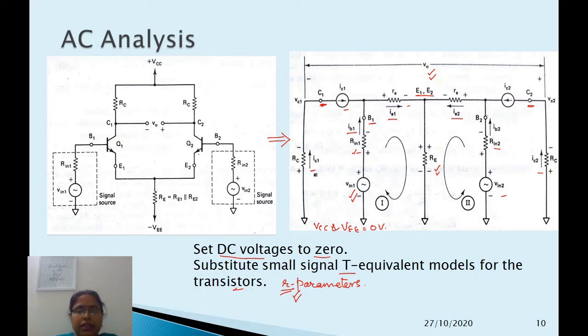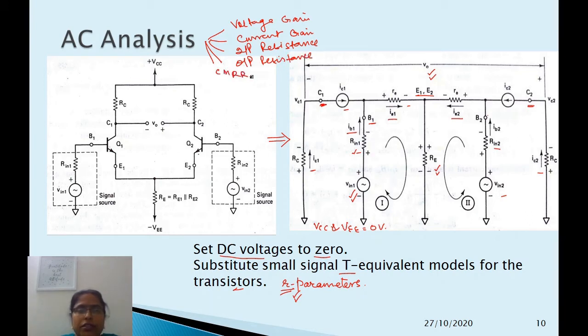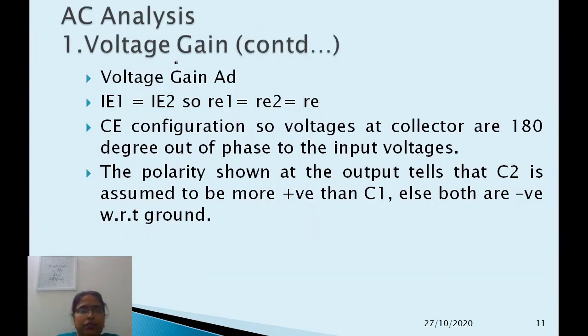For the AC analysis we will be seeing mainly 4 or 5 parameters. First is the voltage gain, then current gain, input resistance of the circuit, then output resistance, and the common mode rejection ratio, CMRR, of the circuit. First, starting with the voltage gain, it is designated AD. So IE1 is equal to IE2.